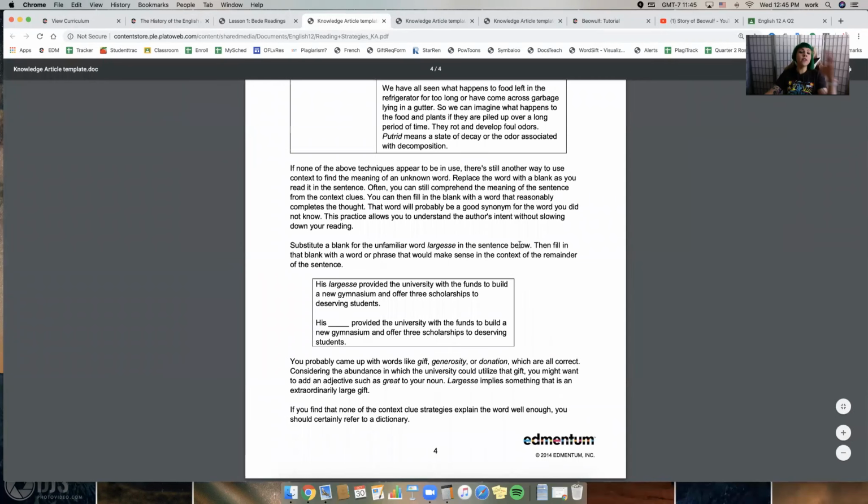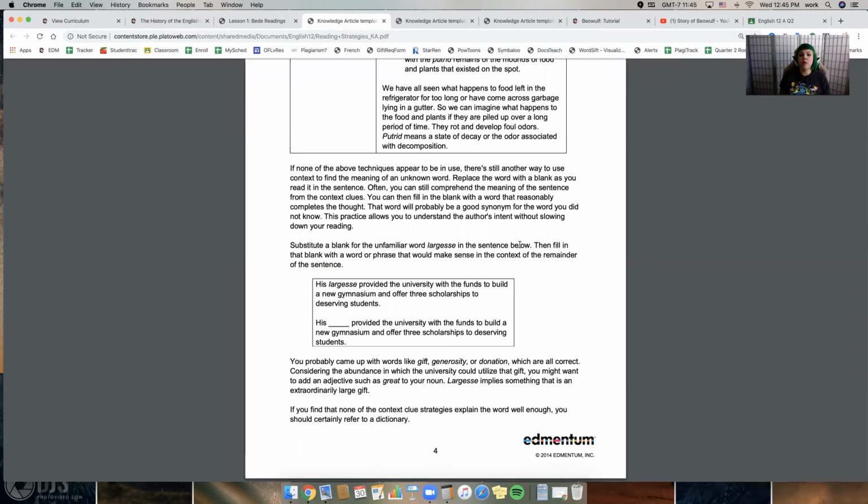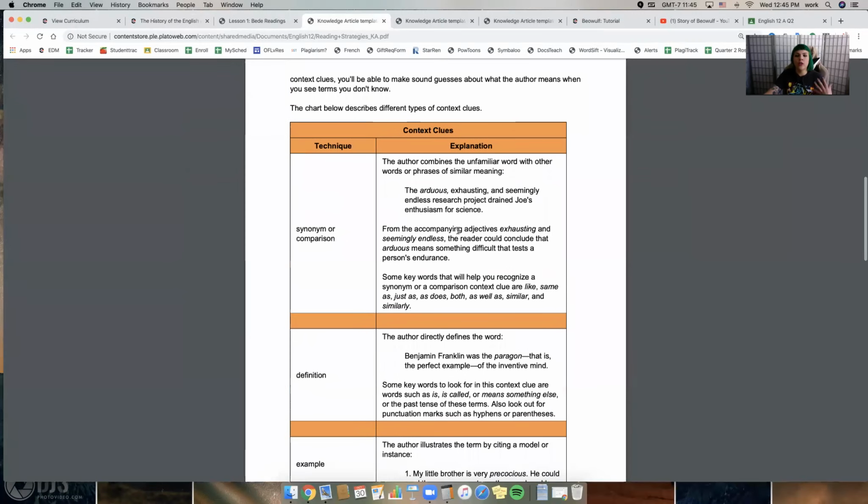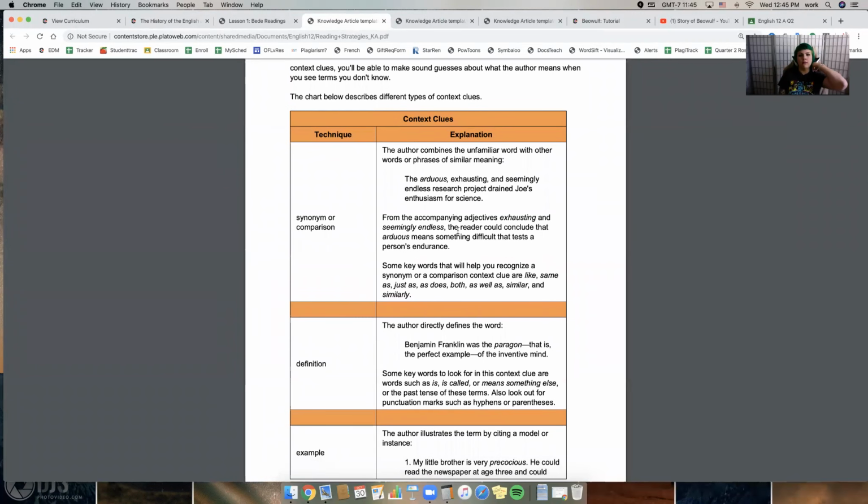And then if none of those appear to be in use, you can try to replace the word with a blank and then try and think of words that would fit it. And then that would probably help you get at least a synonym out of it to kind of understand what that word means. And so this gives you examples. Again, if you want to know more, this article is linked right in this lesson activity, so you can just go and look at it yourself.